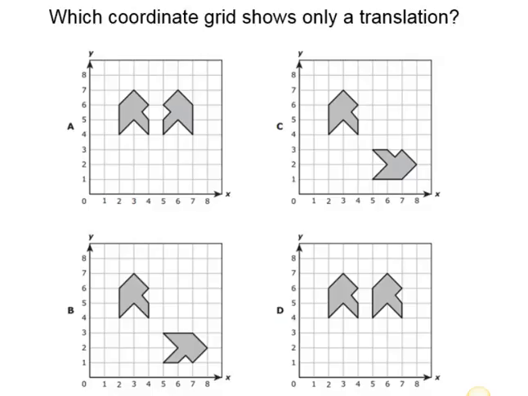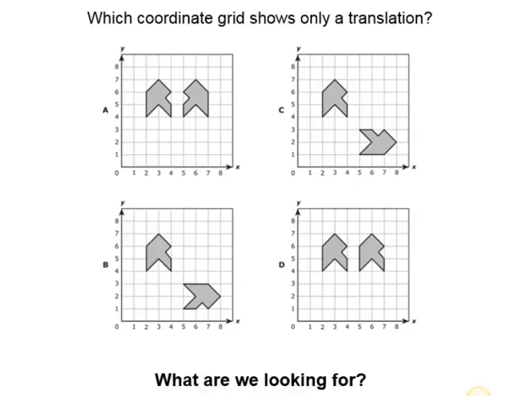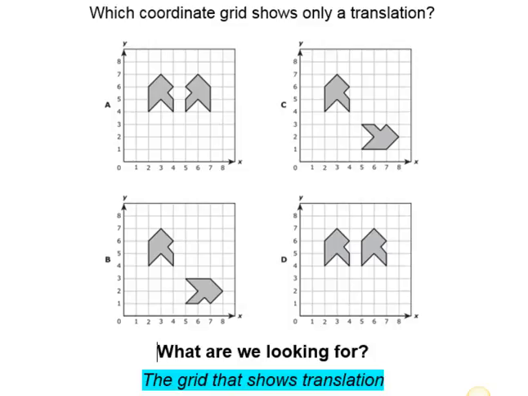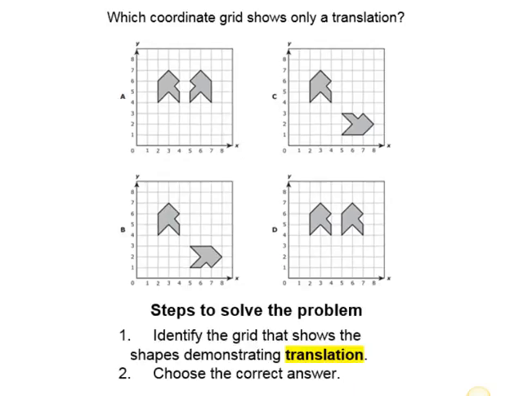Again, our problem says, which coordinate grid shows only a translation? What are we looking for? We are looking for the grid that shows translation. The steps to solve the problem are the following. Number 1, we need to identify the grid that shows the shapes demonstrating translation. And then number 2, we need to choose the correct answer.